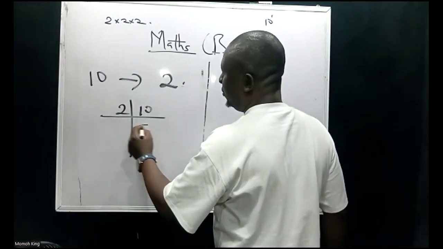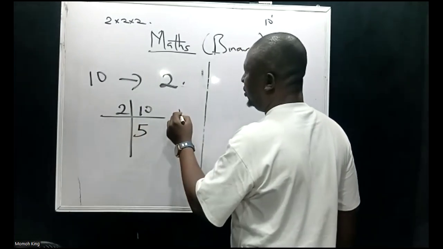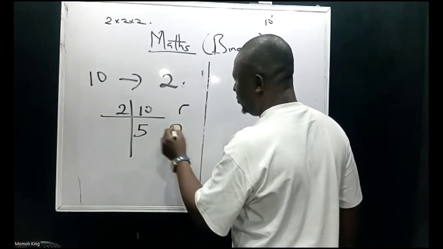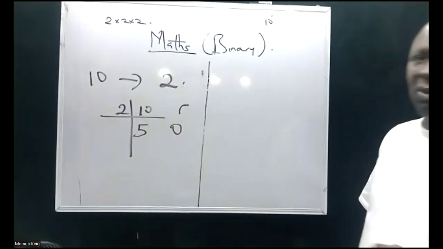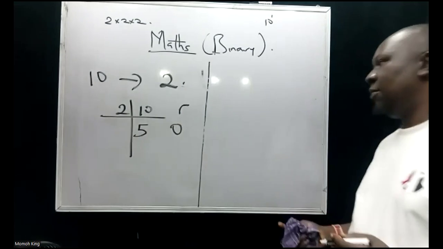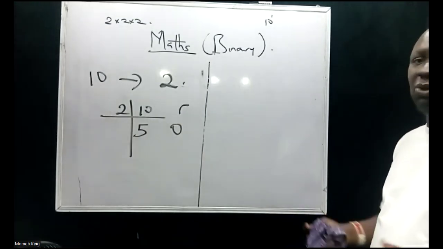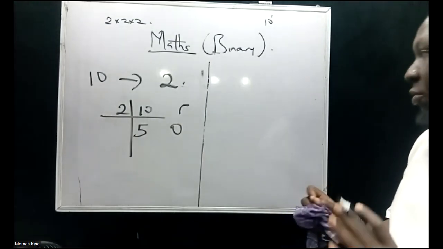Is what? 5. Remember, we need the remainder. Remainder what? 0. If you divide 10 by 2, you're going to get 5. The remainder is 0. There's nothing.